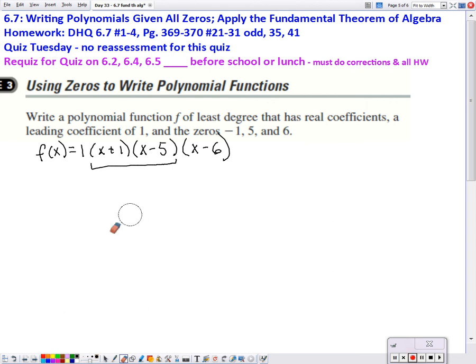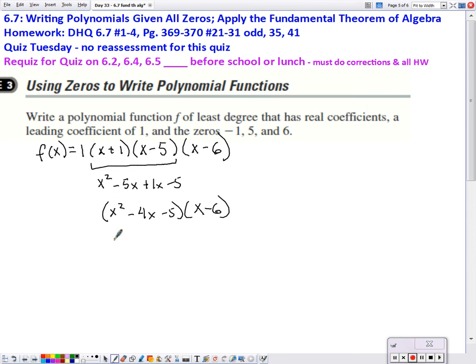Alright, so here we go. x plus 1 times x minus 5 is going to give us x squared minus 5x plus 1x minus 5, which will give us x squared minus 4x minus 5. We need to multiply that times x minus 6.